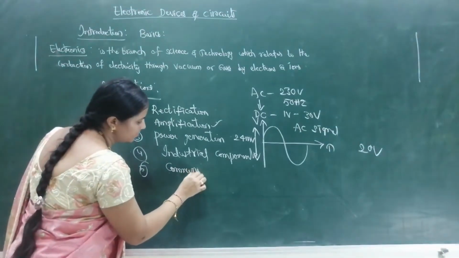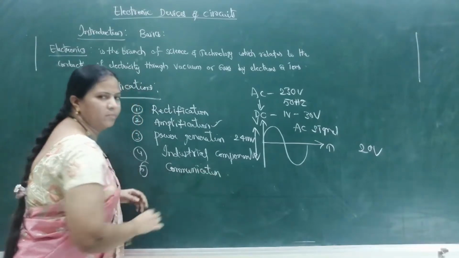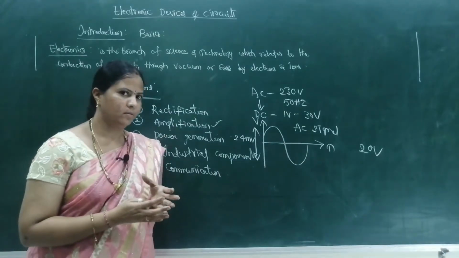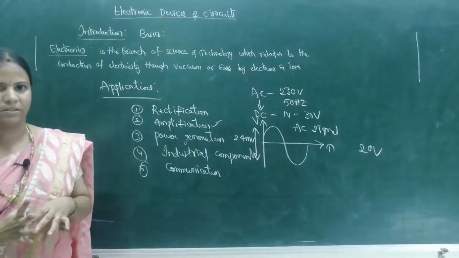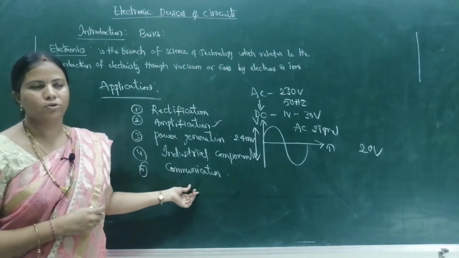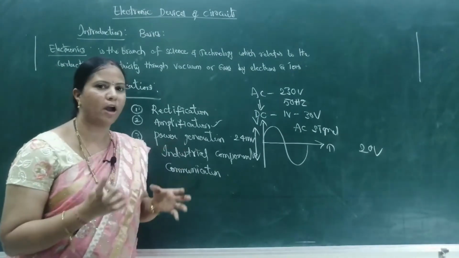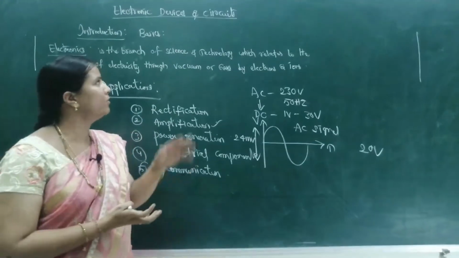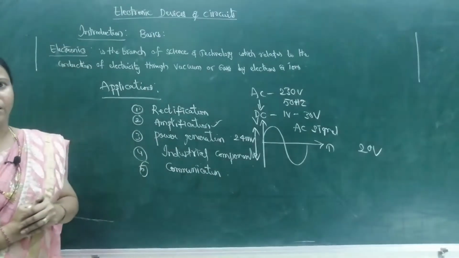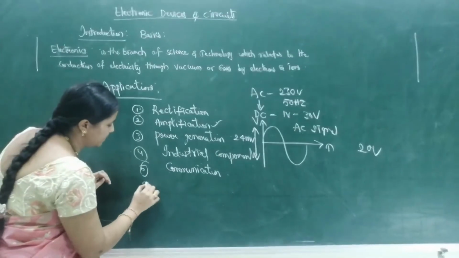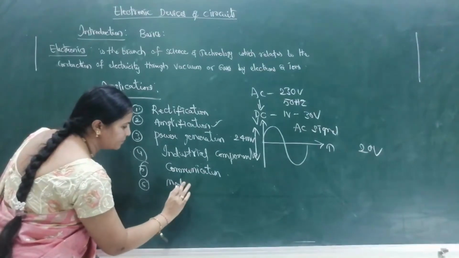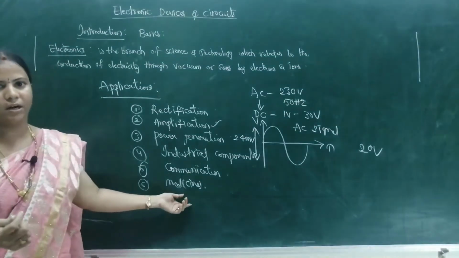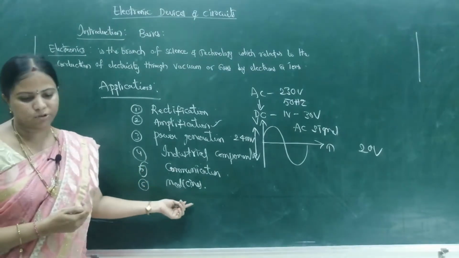Communication purpose. What is the meaning of communication? To transfer the signal from one place to another place is nothing but communication. To transfer the signal, compulsorily you have to use a transmitter and receiver. In a transmitter we have to use different types of electronic components. Next, medicine. In medicine also there are different types of electronic devices related to medicines, and they are used there also.